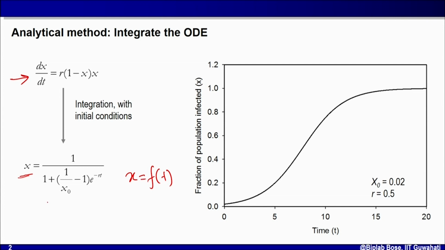Now if we replace the value of x0 in this function and the value of r with a numerical value, then we can know what will be the fraction of population infected at a particular time t. Or rather, if we take different values of t for a fixed value of x0 and r, then we can draw a graph like the one shown here. Now this we have discussed for 2-3 problems, for example, growth of population, logistic growth of population, like that.